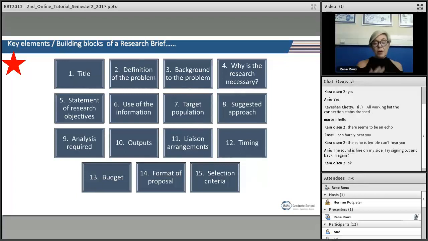The key elements, the building blocks of a research brief. You have to start with the title. What is this research project about? It's the decline in sales. It is testing the new television campaign for a certain product. It is testing a new product concept. It is testing consumer behavior. It's measuring customer satisfaction. Your project has a title.